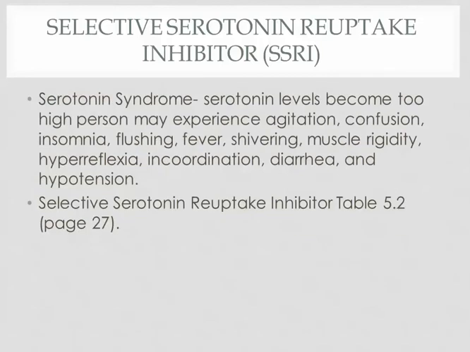Serotonin syndrome. Serotonin levels can become too high in a person, and they may experience agitation, confusion, and insomnia, amongst other symptoms. When this happens, it is called serotonin syndrome. SSRIs or other medications can cause serotonin syndrome and cause the levels of serotonin to rise within the central nervous system. On Table 5.2, please look at the selective serotonin reuptake inhibitor table.